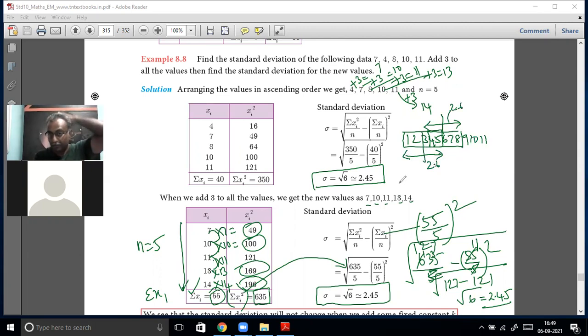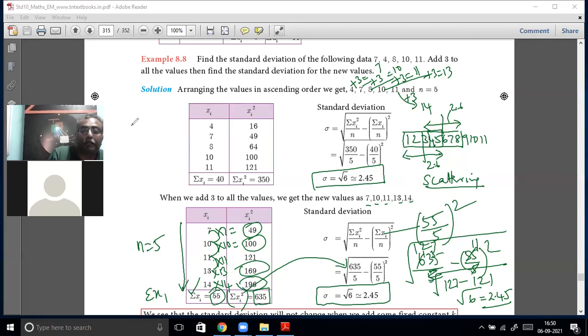When will standard deviation increase? If the scattering increases. Remember what I told you. What is standard deviation? It's a method to find out dispersion. A measure of dispersion. What is dispersion? How far away they are scattered. So by adding one constant number to everything, you are only shifting the numbers to the right. So the standard deviation will not change.